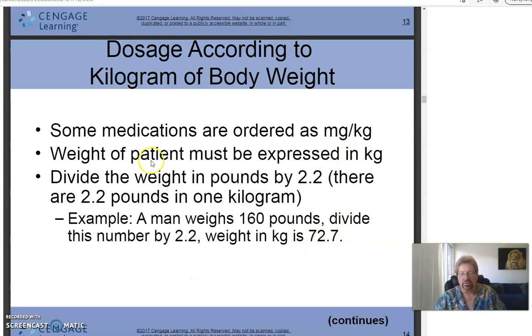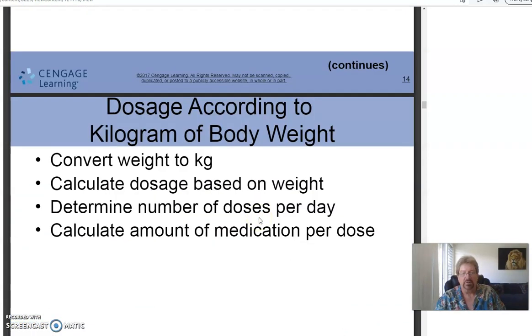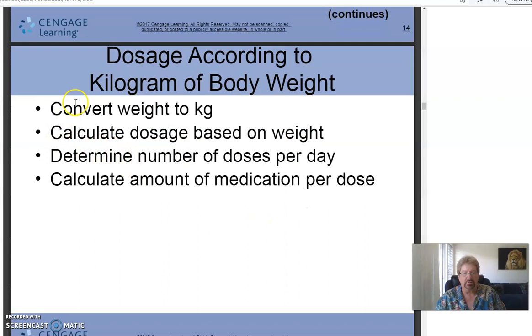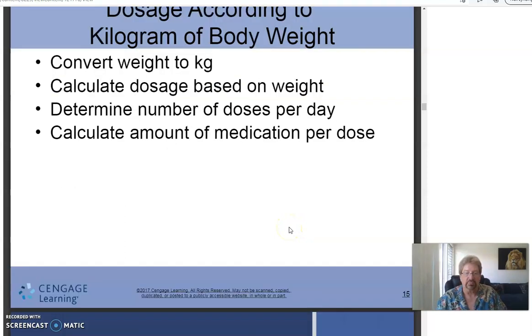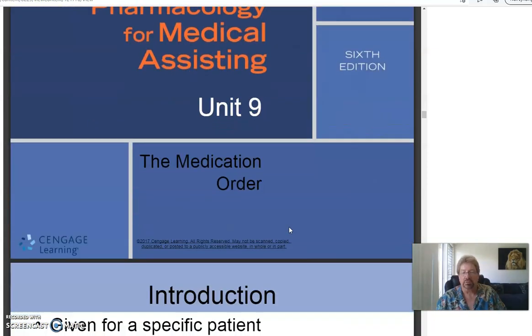Hopefully you understand. Now there's going to be some problems like using this, so you need to get this down here. Dosage according to kilogram body weight. Convert weight to kilograms. That's what we just did. Calculate dosage based on the weight. Determine number of doses per day. Calculate amount of medication per dose. That's if there's more than one per day. Sometimes there are. Okay, that's it, man.